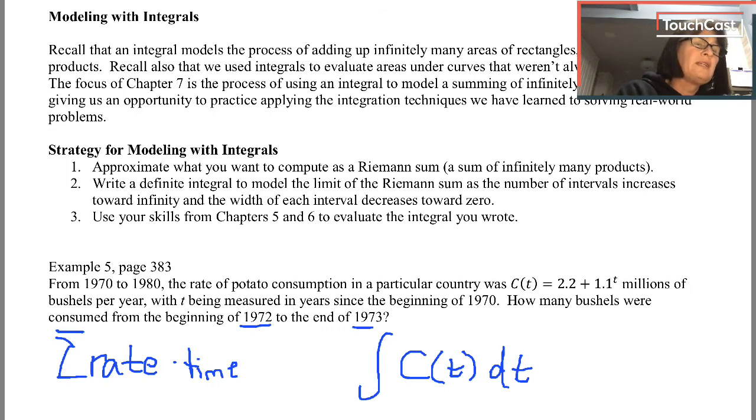If my integral is based on the variable t, then my limits have to be time values. So I'm going to look back through my problem and see what time period I really care about. T is measured in years since the beginning of 1970. So the beginning of 1972 is time 2. And the end of 1973, the moment 1973 ends and 1974 begins, is time 4. You can use your calculator to evaluate this. It'll give you the number of potatoes consumed in this country between 1972 and the very end of 1973.